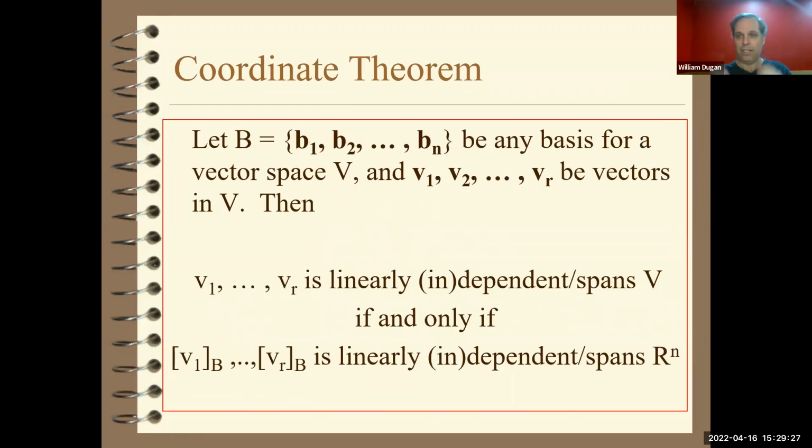Now, this leads to the big coordinate theorem, which says that if you have a basis for a vector space, and you give me any vectors v1 through vn from that vector space, then those vectors are linearly dependent if and only if the coordinates in Rn are dependent. The vectors are independent if and only if the coordinates in Rn are independent. The vectors span the vector space V if and only if the coordinates span Rn.